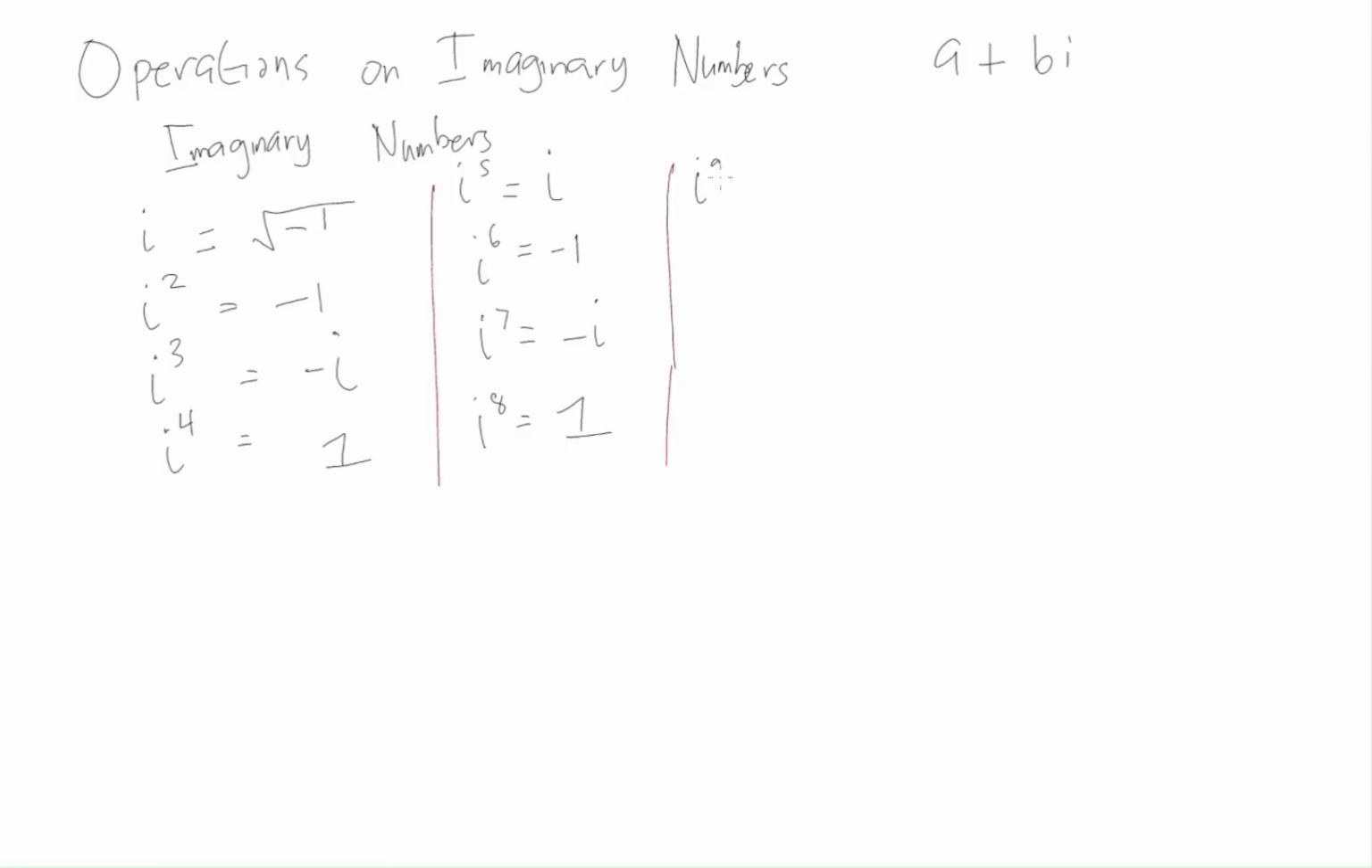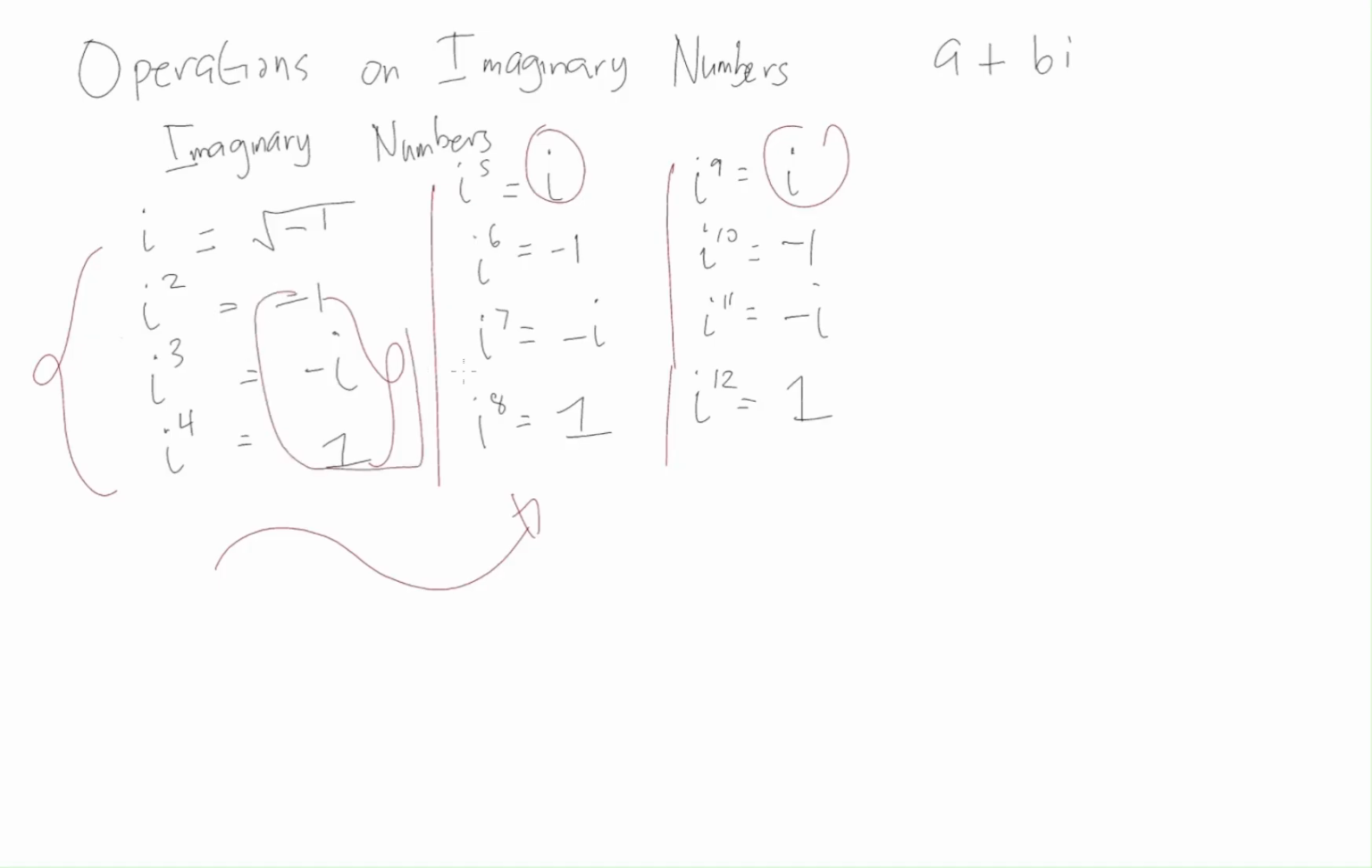Wherein i to the 9 is just i, i to the 10 is -1, i to the 11 is -i, and i to the 12 is just 1. You see that once you break down these parts, it just repeats by 4. But for operations of imaginary numbers, I just want you to remember that i squared is equal to -1.